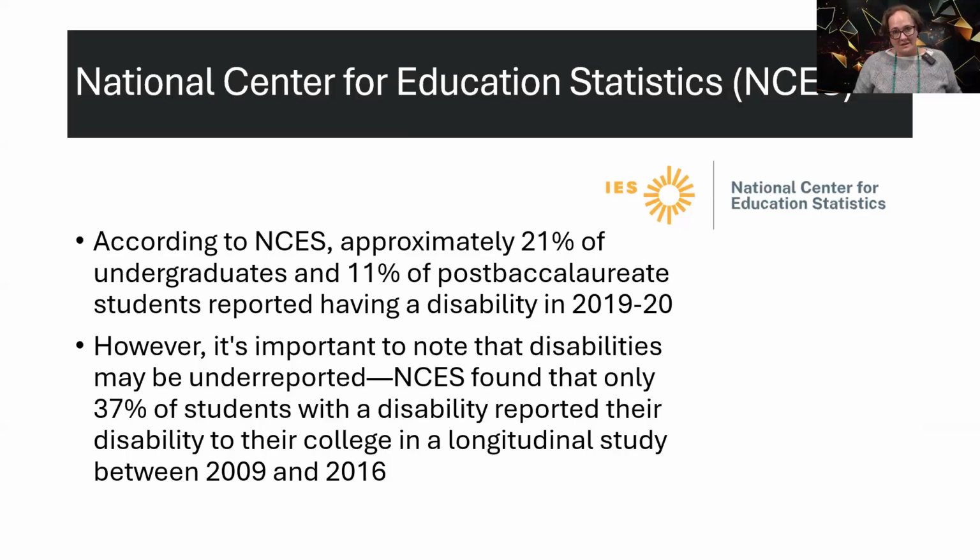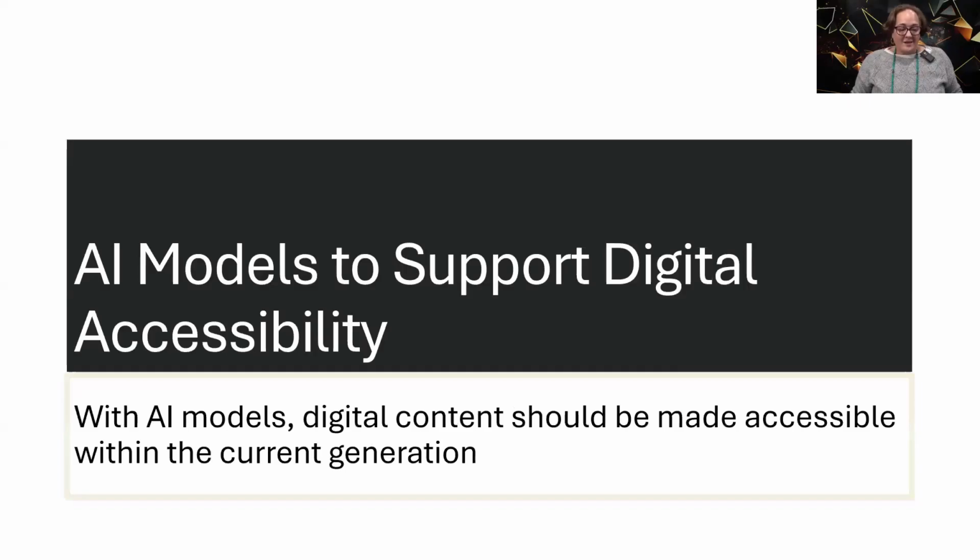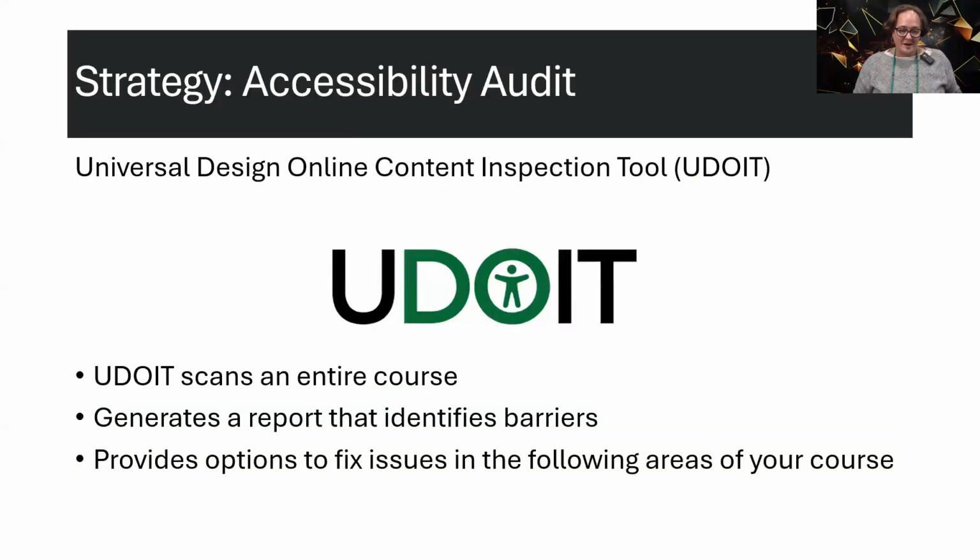There is another study that wrapped up in 2024. It should be released in 2026, but they're saying that this number might be an undercount, that 37% of students with a disability are reporting to their institution, which means that we have a majority who are not. So, how can AI models help us out? We're really looking at the digital content and making sure that it is accessible for our current generation and for generations to come. I would start with a strategy.